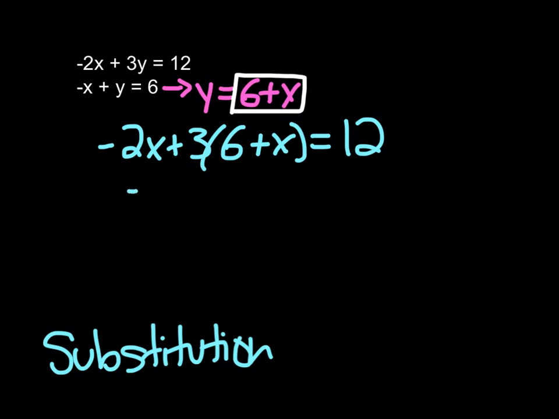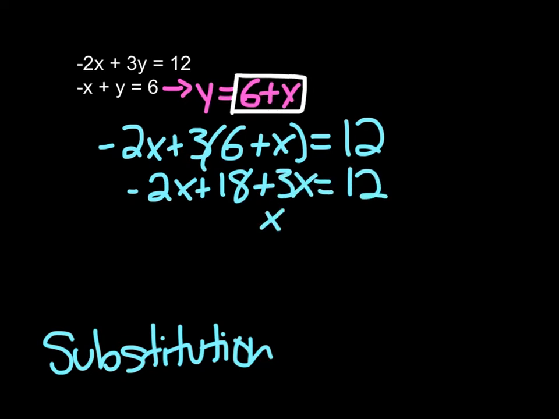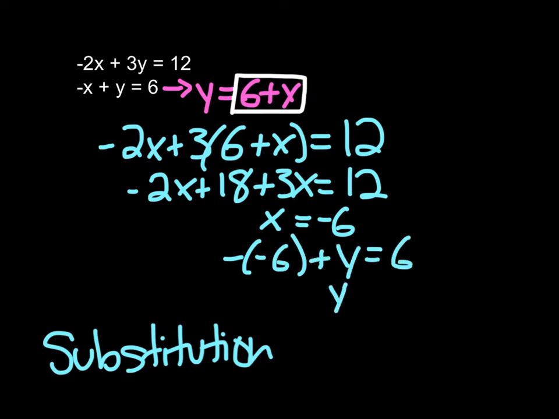I'll distribute my 6, so I have negative 2x plus 18 plus 3x equals 12, and then I'll solve the equation to get x equals negative 6. Now I need to substitute that into either of my two equations in order to find my solution. The second equation looks much easier. So I have negative 6 plus y equals 6, and therefore I have y equals 0. So my solution is negative 6, 0. And I, of course, check it in both equations to make sure that it works.